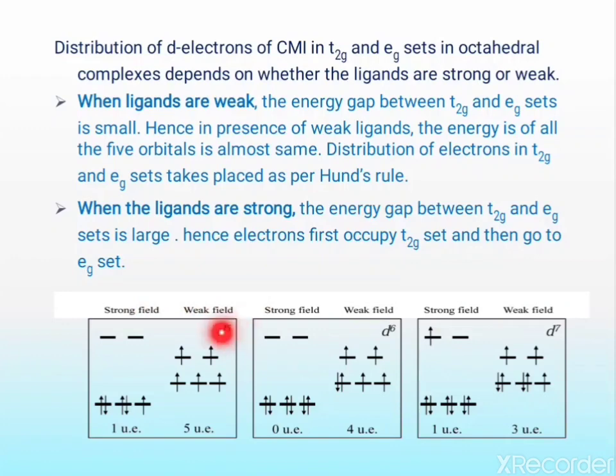In the d5 system, for example, when strong field ligands are present in a complex, there is a large energy gap between the T2g and Eg set of orbitals. That's why all 5 electrons go to T2g in the case of strong field ligands. In the case of weak field ligands present in a complex, the 5 electrons fill all the 5 orbitals according to Hund's rule, as also takes place in the d6 and d7 systems.